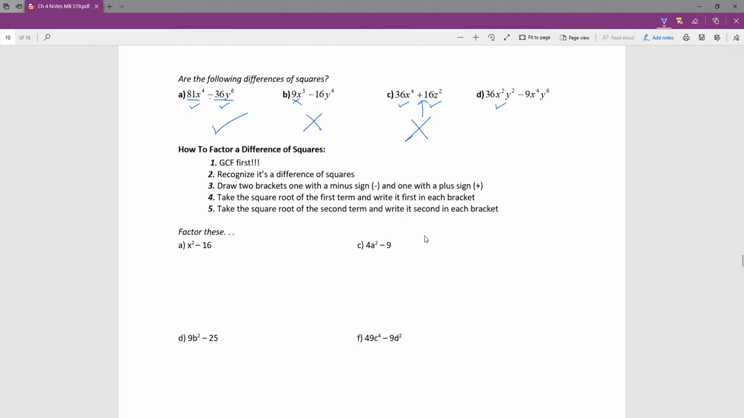We've got 9x to the 4th, y to the 6th. Again, lots going on, but it is a perfect square. And we've got a minus sign in between. So that is a difference of squares.